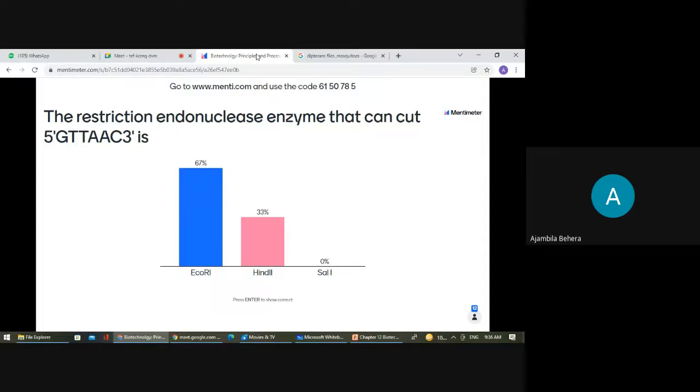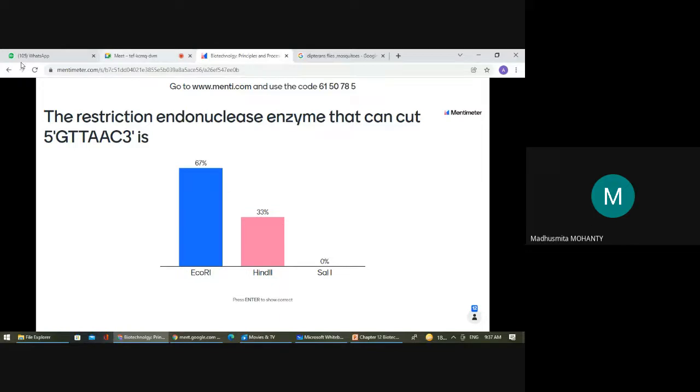So many of you have responded with EcoRI, and only a smaller number of you have responded with HindII. Nobody has answered SalI. So can anybody tell me what the right answer is actually?